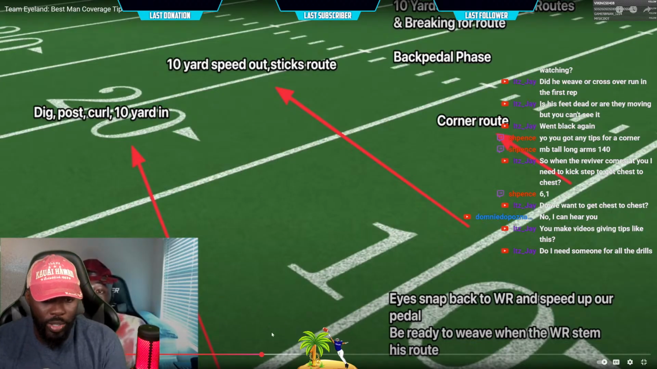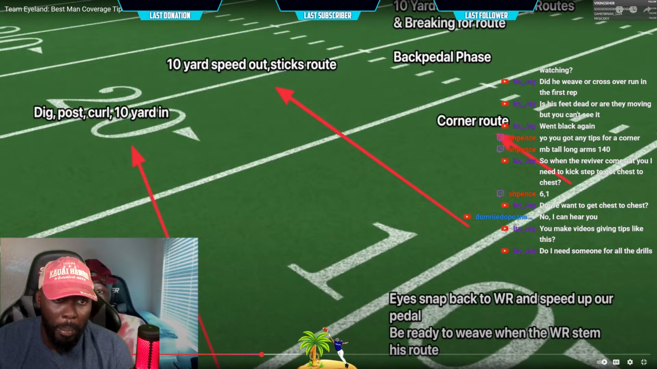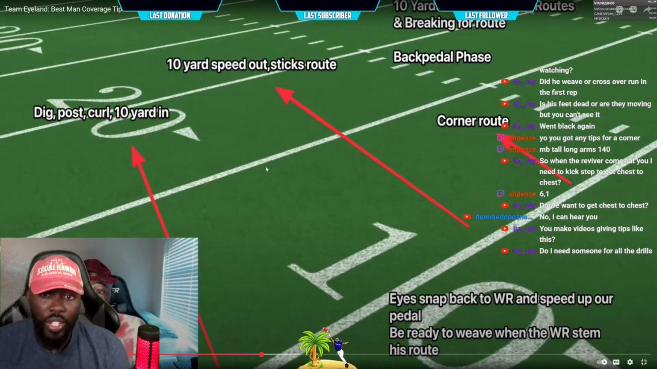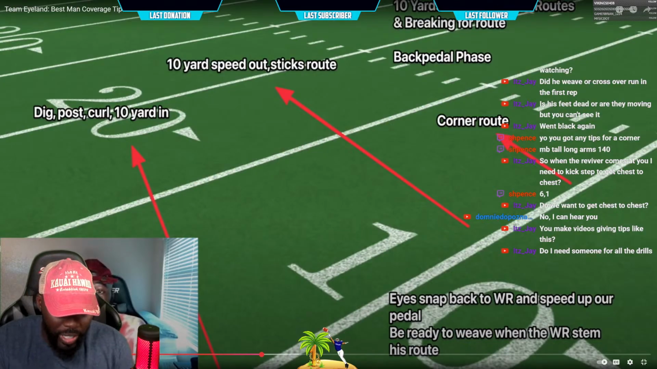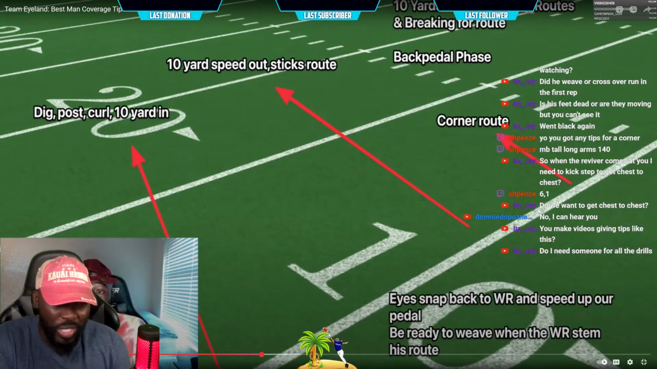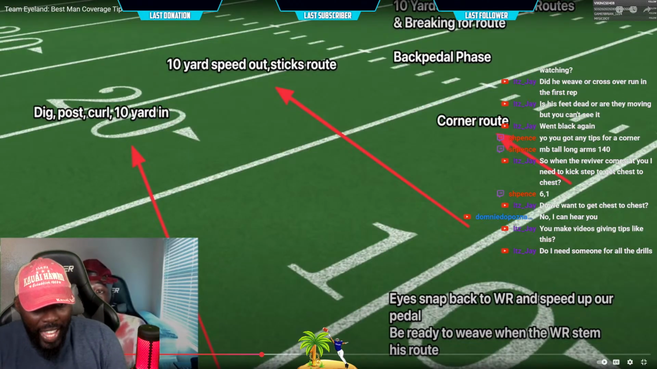If he runs a post, he might stem us in a little bit, square us up, and break around 8 to 10 yards. A dig, he might break at 10 to 12. A curl, he might break at 12 and come back to 10. So when I say 5, 10, 15, it's around that area. It doesn't have to be exactly 10 yards. It could be 12, 13, 11, or 8 yards, but it's around that area.